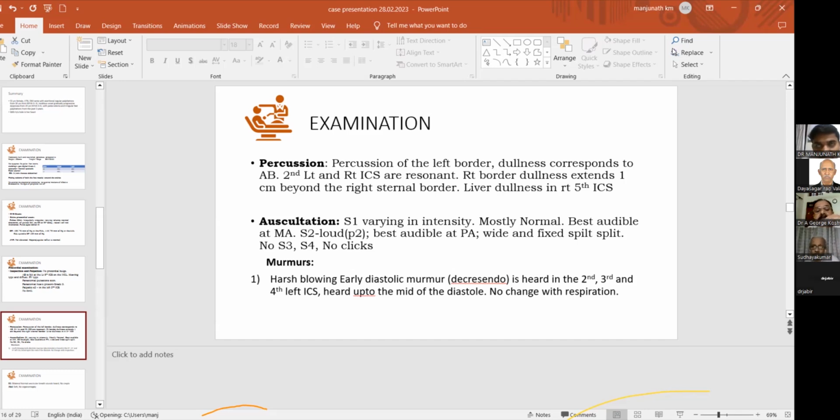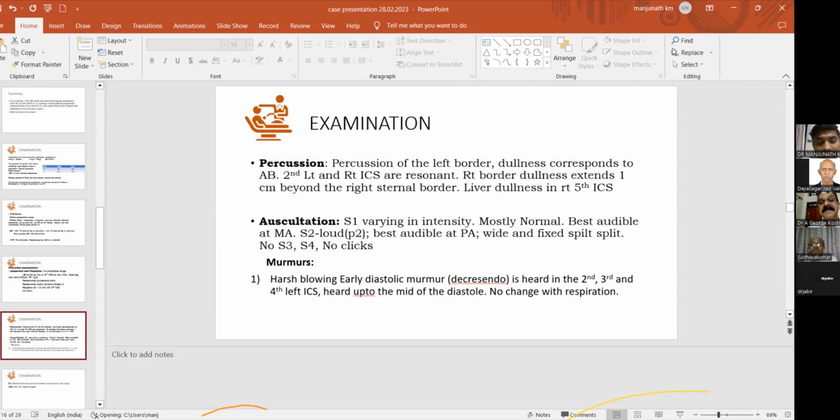How many types of pulmonary regurgitation murmurs are you aware of? Sir, two. What are they? Sir, one is based on the pulmonary artery pressure. One is increased flow. Certainly not increased flow. I gave you the clue, pulmonary artery pressure. One is hypertensive PR. Other one, normotensive PR.